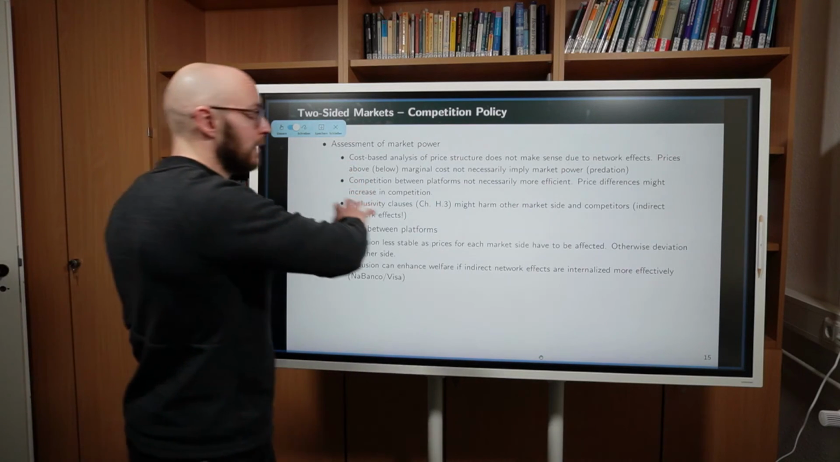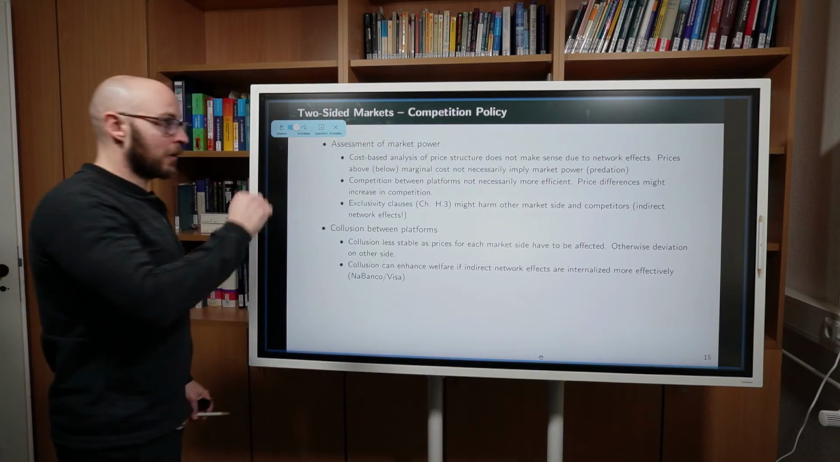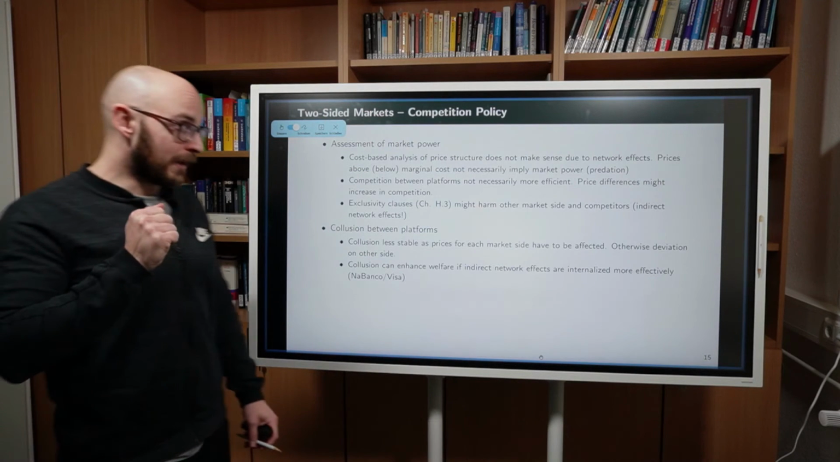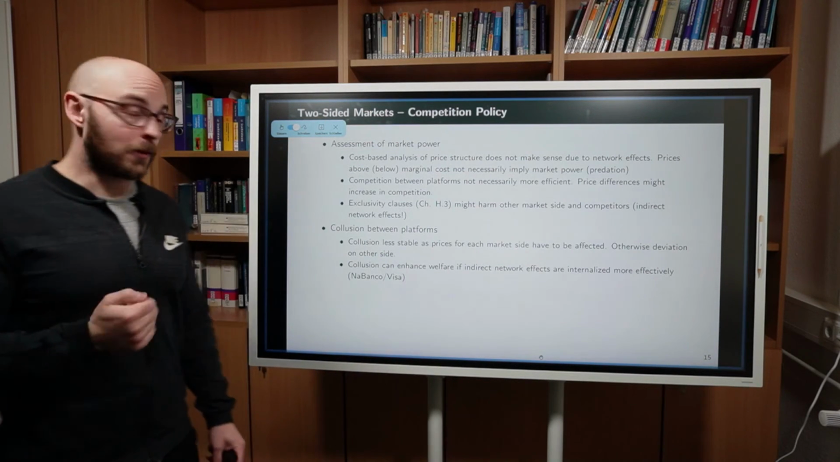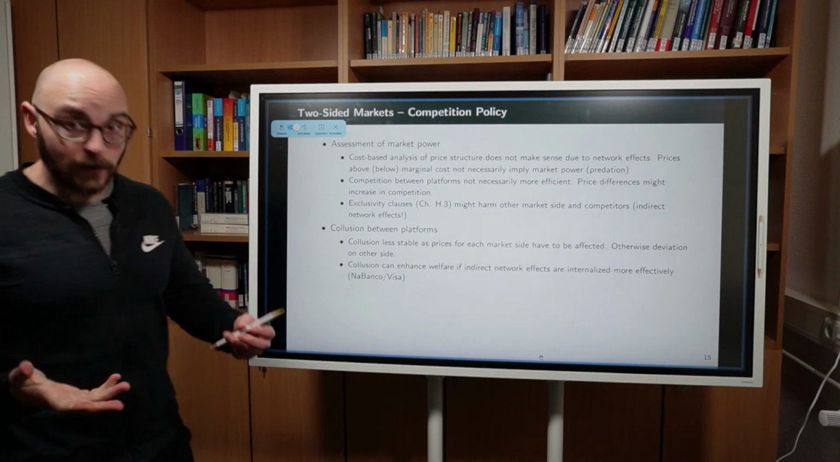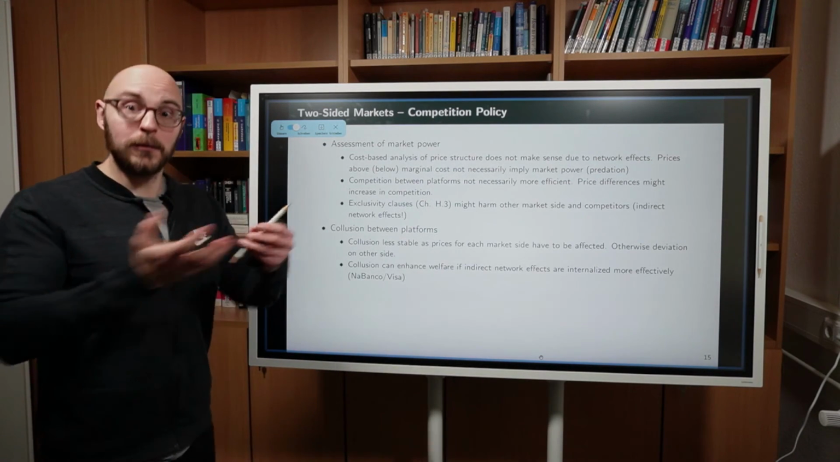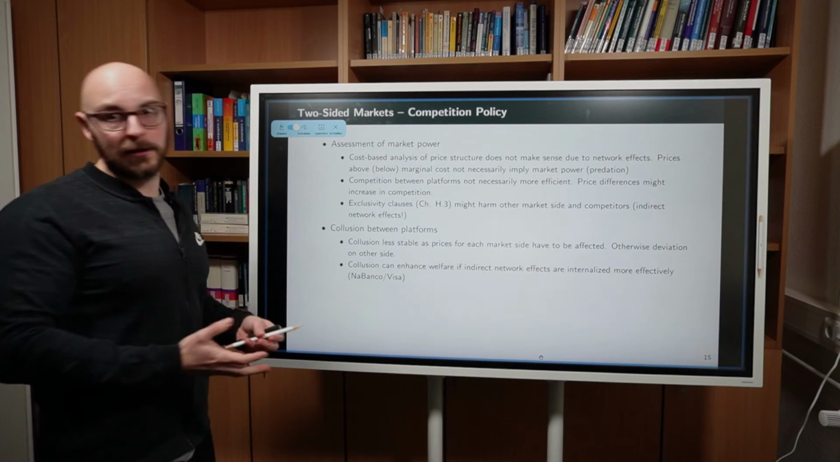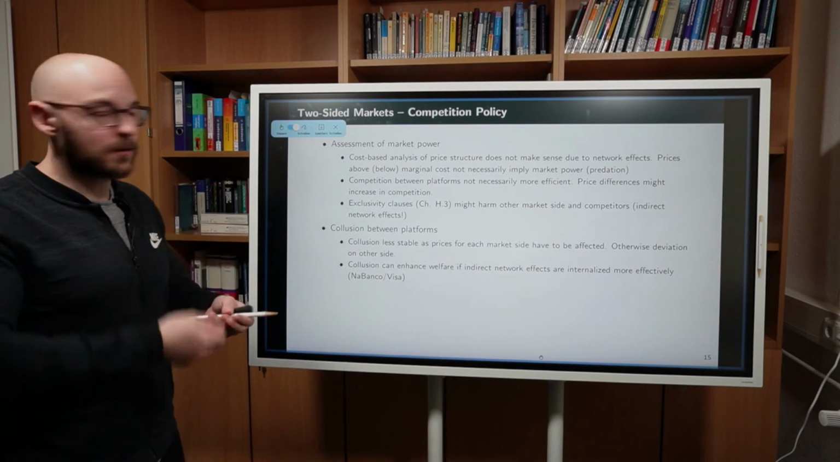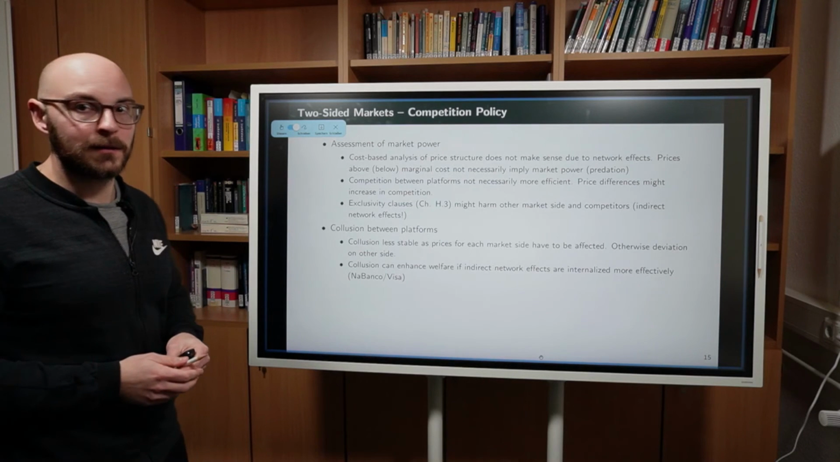And it's also the case that competition between platforms is not necessarily what we want from an efficiency perspective, because of the network externalities, right? So it's probably efficient to have one platform where all the buyers and all the sellers are, because that generates the strongest externalities.